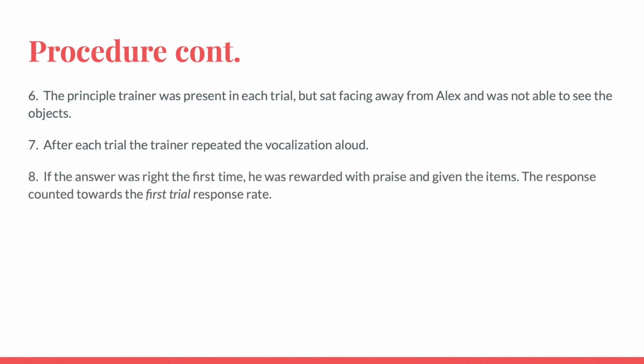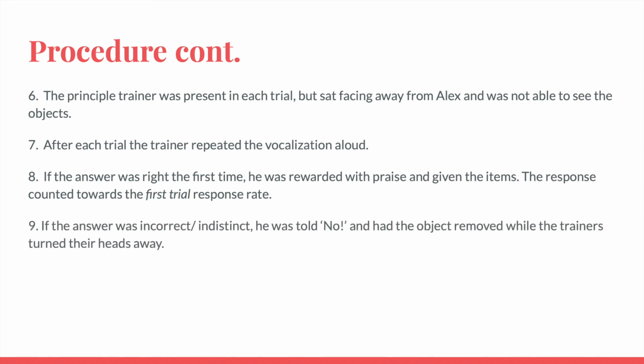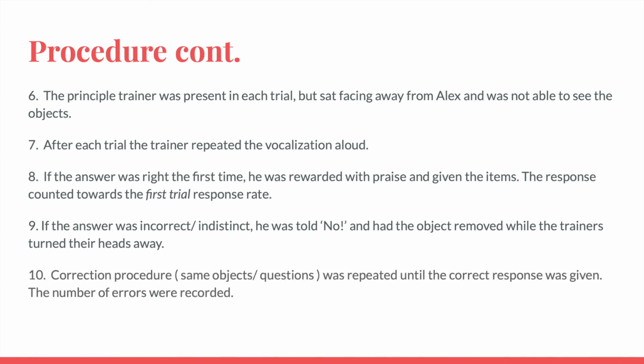If the answer was right the first time, Alex was rewarded with praise and was given the object that he was tested on. And if the answer was incorrect, he was promptly told no, and the object that he was tested on was removed, while the trainers turned their heads away. This correction procedure was repeated until the correct response was given. During the procedure, the number of errors was recorded.